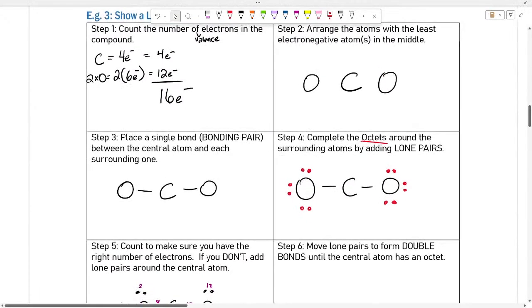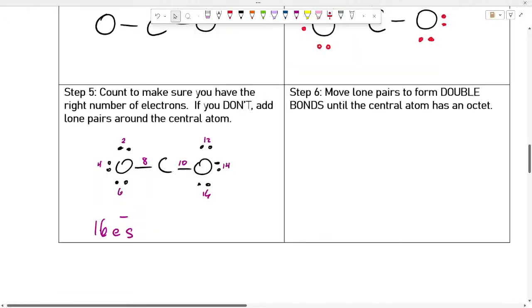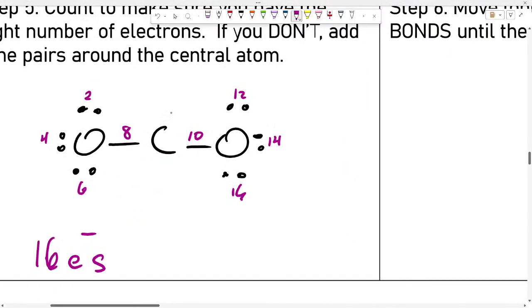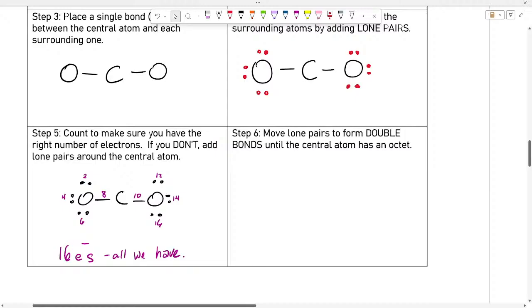Remember, how many electrons do we have in this structure? 16. If I had room for more, I could just put them around carbon, right? But do I have room for more? That's all we have. So, if we had more electrons to work with, we could put them around carbon to complete its octet. But here, I can't complete carbon's octet with more electrons because I am out of electrons.